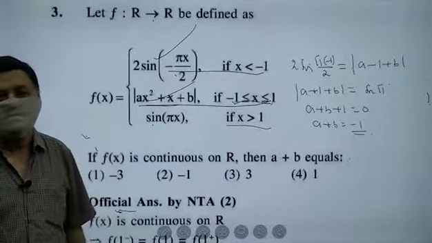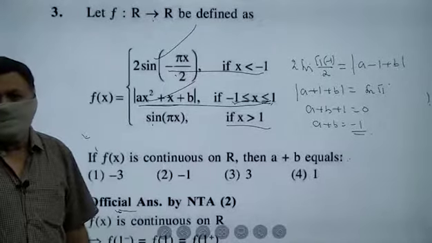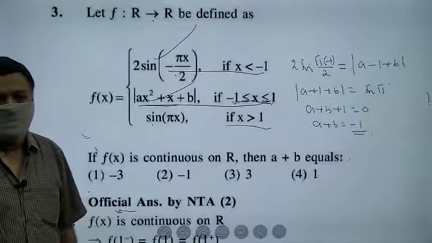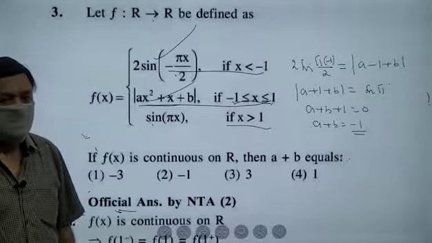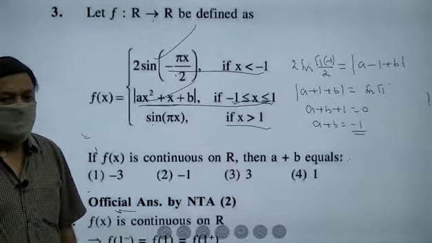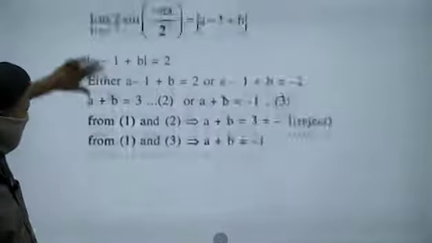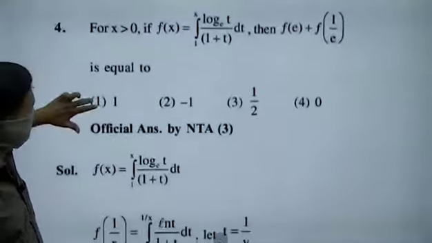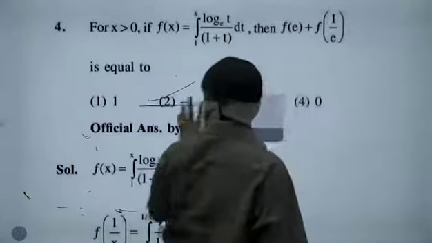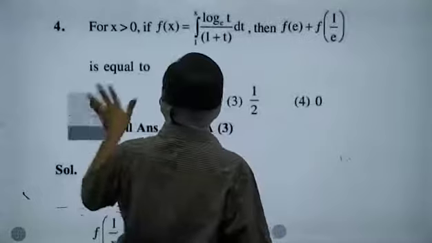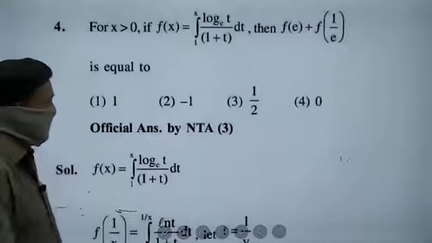Sin pi is 0. So a plus b is what? Minus 1. It is quite simple. Yes, okay. Next question is, this is also one of the previous IIT questions. f of x is given, you have to calculate f of e plus f of 1 by e.